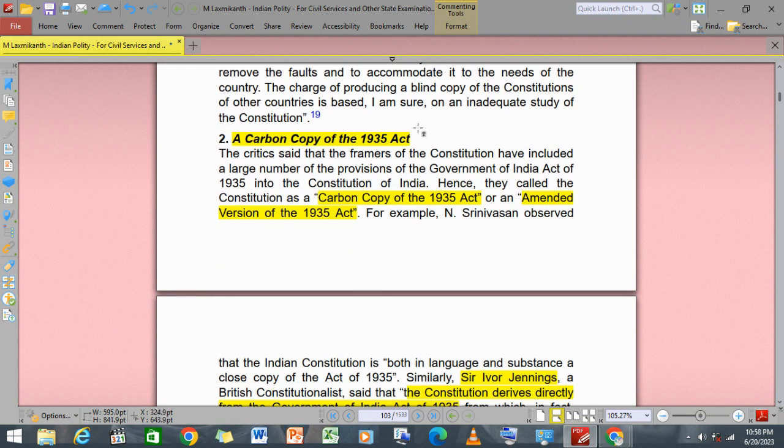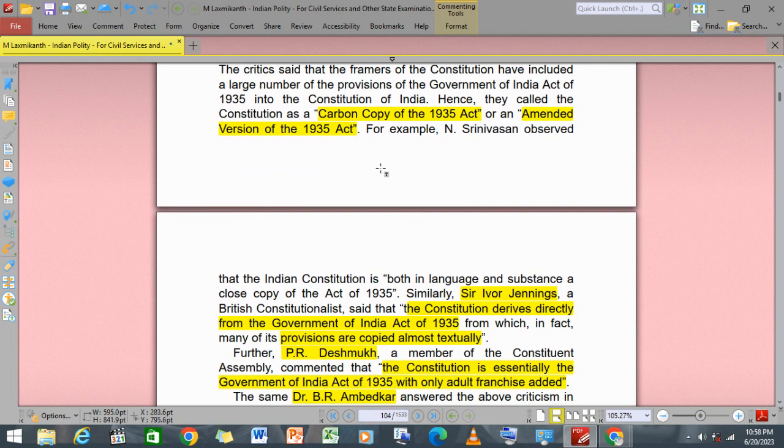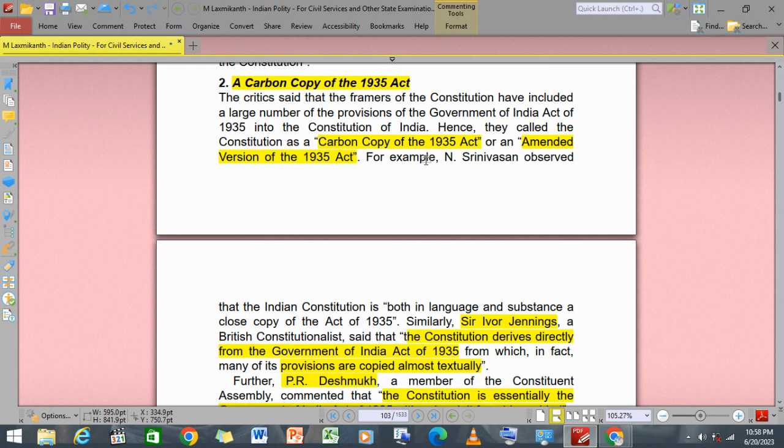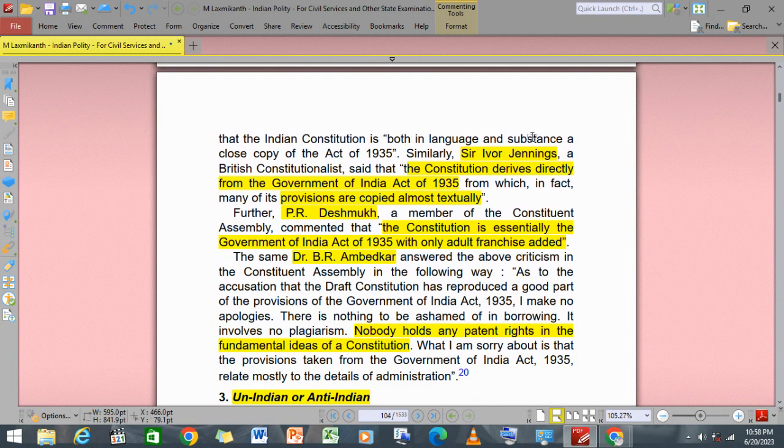And some people say it is a carbon copy of the 1935 Act. So it is quite true, but it was also observed by many people, like N. Srinivasan, that it is a carbon copy, an amended version of the 1935 Act. For example, N. Srivastava observed that the Indian Constitution, both in language and substance, is close to the Act of 1935. That means in language as well as in substance, it is quite close to 1935.